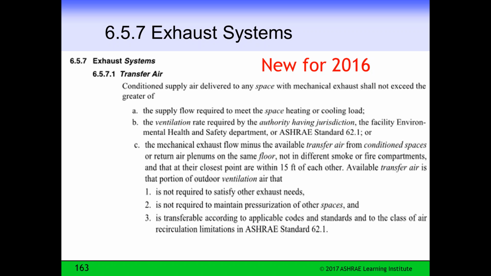the mechanical exhaust flow minus available transfer air from conditioned space or return air plenums on the same floor, not in different smoke or fire compartments, and that at their closest point are within 15 feet of each other. Available transfer air is that portion of outdoor ventilated air that is not required to satisfy the exhaust needs, is not required to maintain pressurization of other spaces, and is transferable according to the codes and standards of the class of air recirculation requirements of ASHRAE 62. So it's good air.